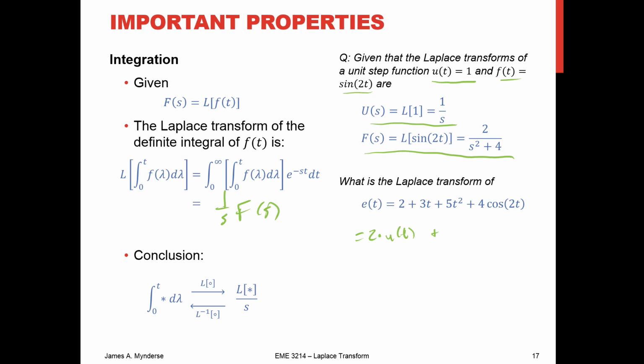What's 3t? Could that be 3 times the integral of u of t dt? And you could do the same thing for the 5t squared and the 4 cos 2t. You could write it in terms of integrals. Well, I bet you could, so why don't you pause the video and work that out, and we'll come back to that in class. In the meantime, I'm going to keep talking. You can work that out while it's paused.